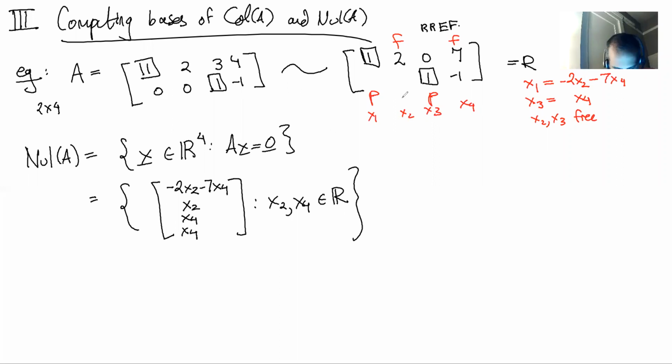Now I want this to be a span of a basis of it, right? Can I write this as a span? Anybody see how to do that? This is my usual way of writing a solution set parameterized by free variables. Can I write it as a span? Is it the span of the pivot columns? Well, no, that wouldn't make sense, because the pivot columns are vectors in R2, and this is something in R4.